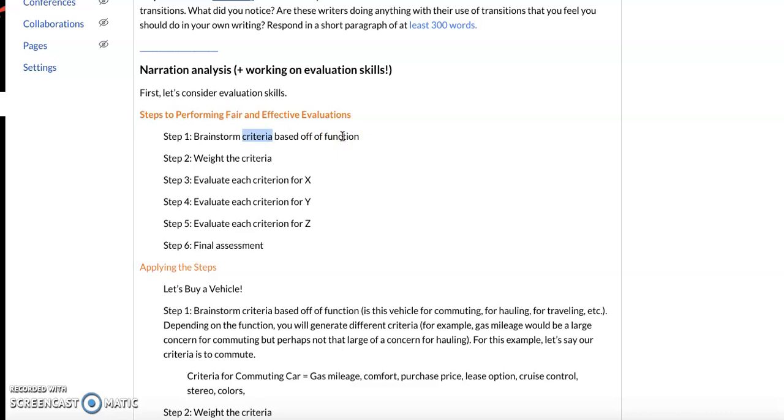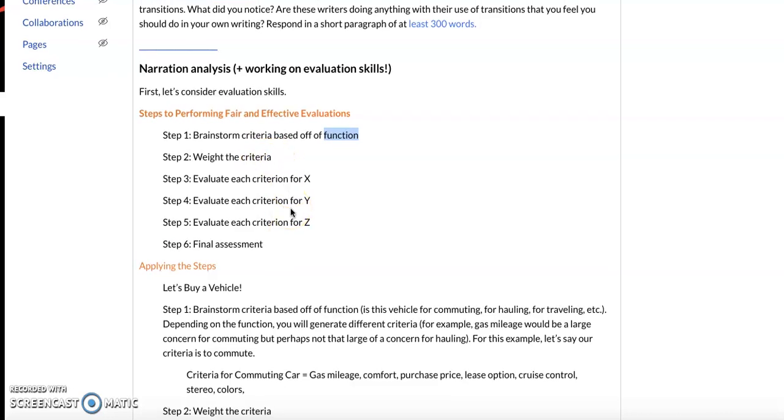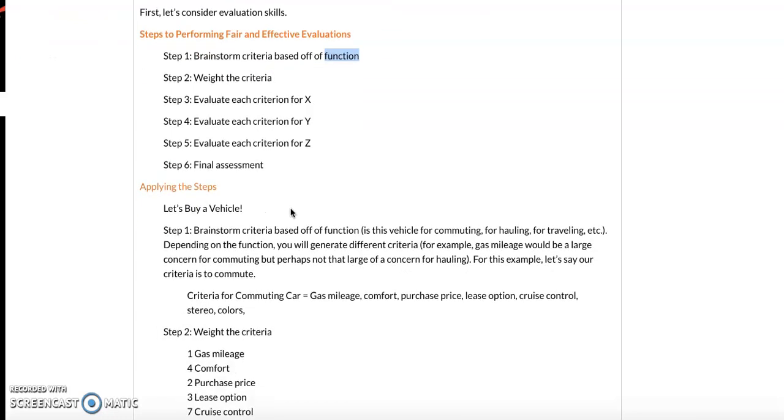We could also look at, let's say you wanted to go get your BA somewhere. If you're thinking about your college experience, you might have different expectations or different desires for what you want that college experience to look like, and so depending on that function, we're going to have different criteria. So it's really important to think about the function whenever we're evaluating anything.